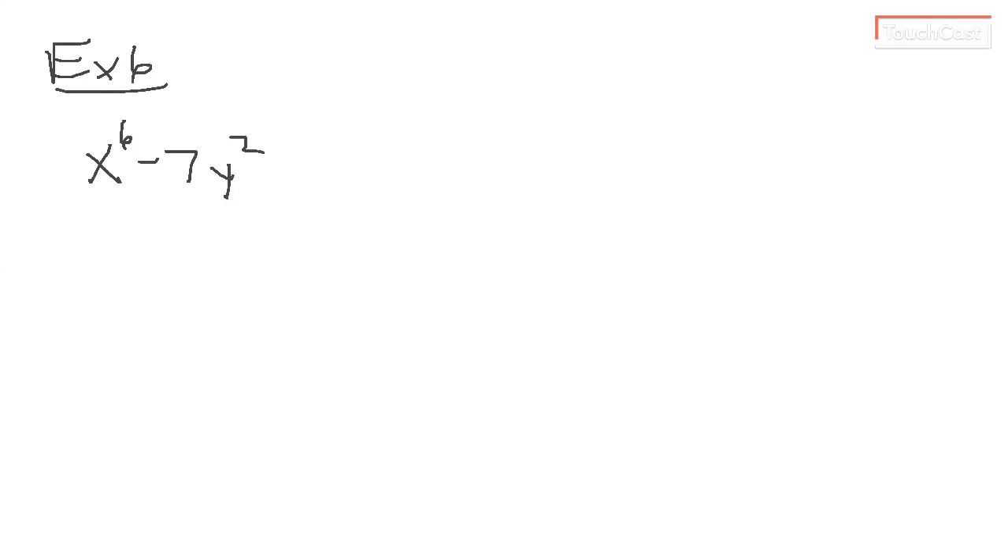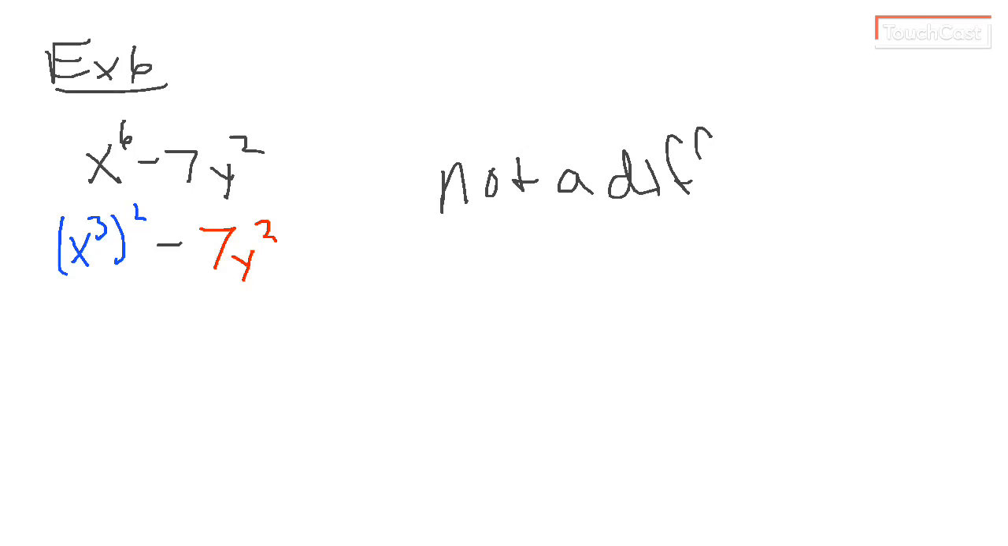We can write x to the 6th as x to the 3rd, squared. However, this second term, 7y squared, is not a perfect square. We cannot rewrite 7y squared as something squared. So this is not a difference of 2 squares, and that's all we're going to say. Not a difference of 2 squares.